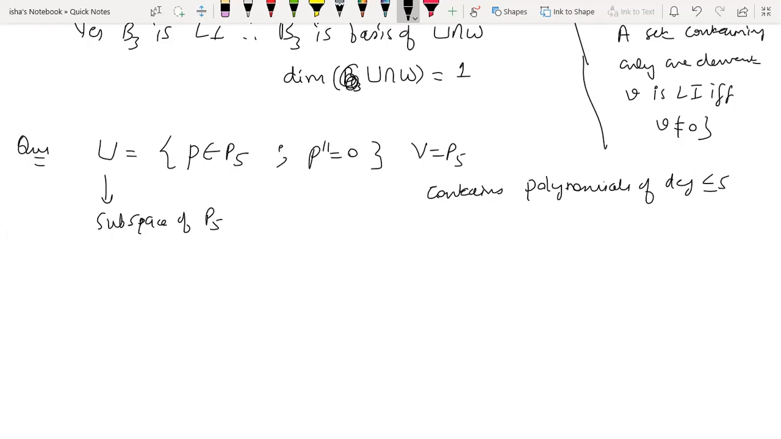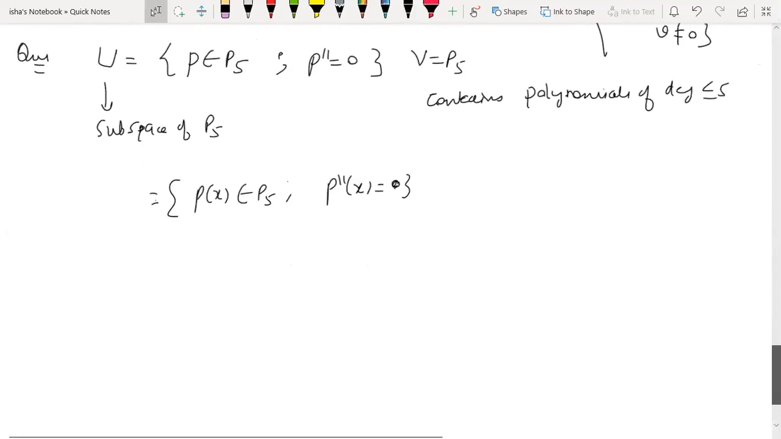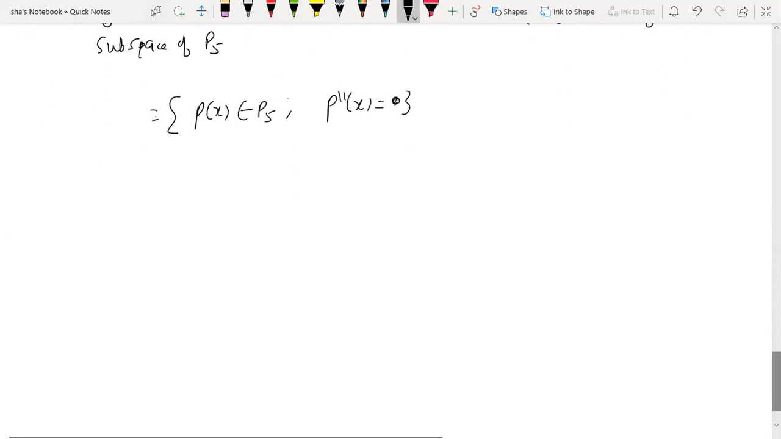So now which particular polynomials is it containing? So this p is actually denoting a polynomial. Actually, they should be writing it very precisely as p(x), because that's how we look at a polynomial. It should be better written like this. So p(x) is a polynomial coming from P5 whose second derivative is 0. So this is a very important condition. The subspace always comes with a set defining condition. So p double dash is 0. So let's use this condition.